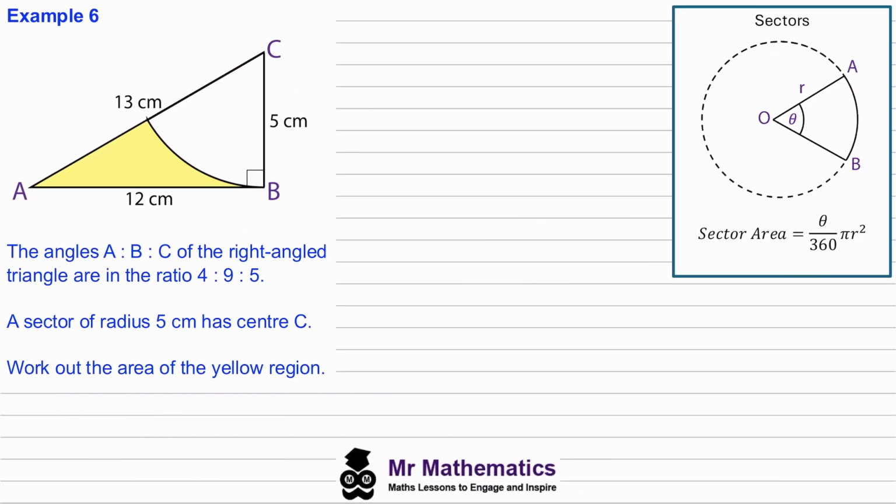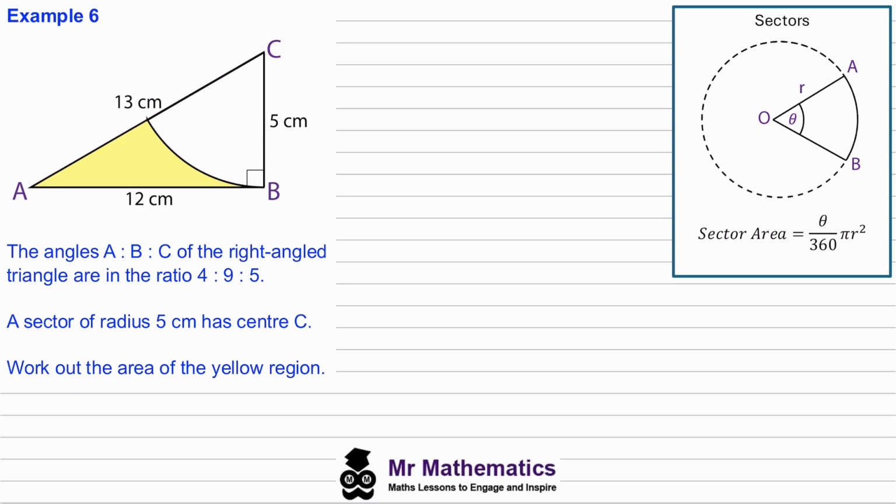Okay, so for question 6, we've been asked to work out the area of this yellow region. And we've been told that angles A, B, and C are shared in the ratio of 4 to 9 to 5. And the sector has a length of 5 centimeters. So do you want to give this question a go? You can pause the video and come back when you're ready.